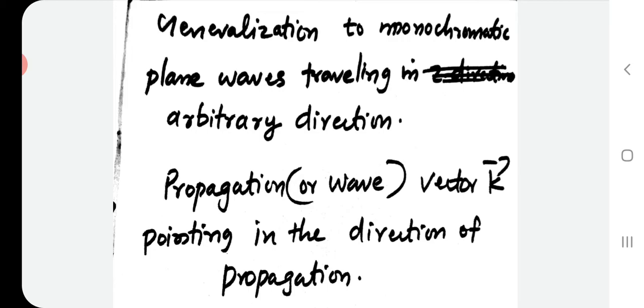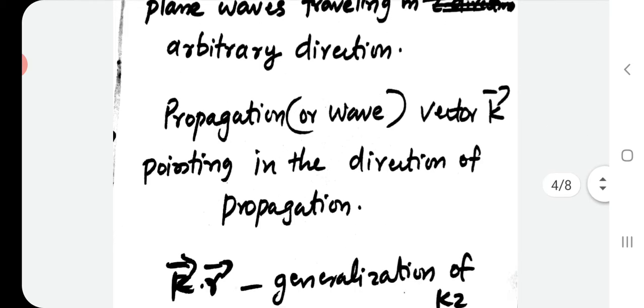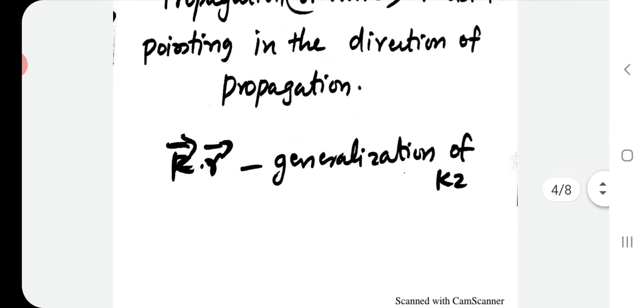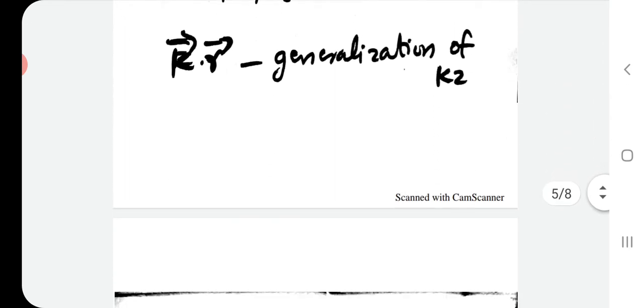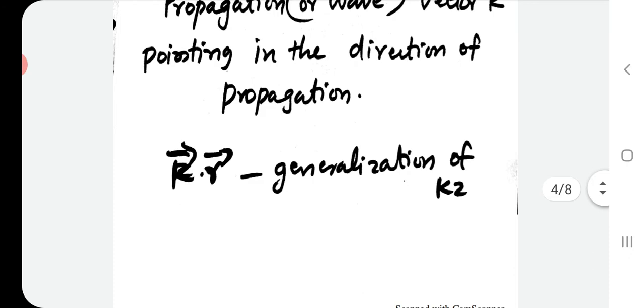So we are generalizing. Instead of the z direction, here we take a wave traveling in the direction of the propagation vector k. In the equation, we generalize kz to k dot r instead of kz.